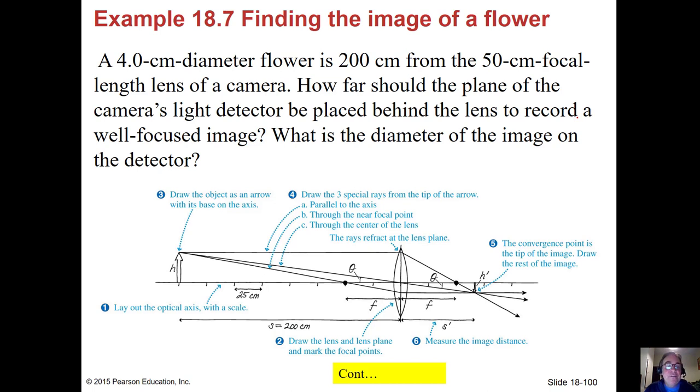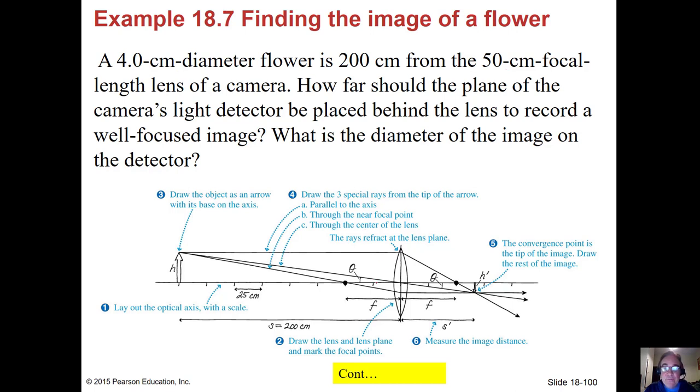So we can take a look at this example. A 4 centimeter diameter flower is 200 centimeters from the 50 centimeter focal length lens of a camera. Okay, so we've got a lot of information there. 200 centimeters from it, they're telling you what S is. And they're telling you the focal length. So 50 centimeters is the focal length.